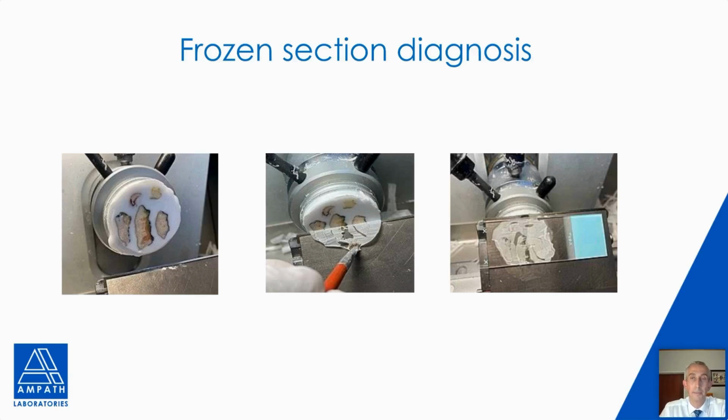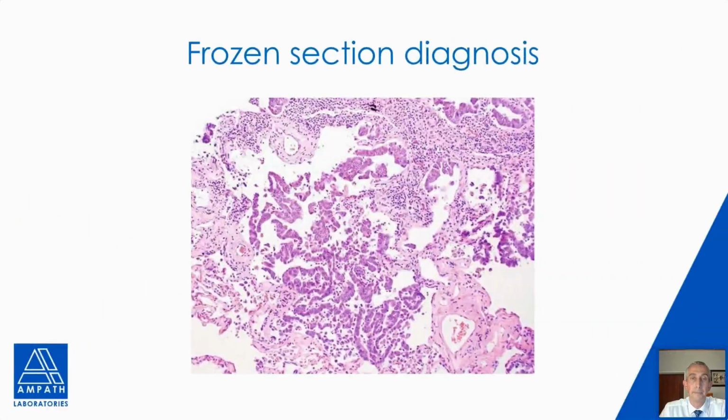Here is an example of a photomicrograph of what a frozen section image looks like. As opposed to the other images, it's often a little bit fragmented, but in this particular case, one could make the diagnosis of adenocarcinoma in the lung.